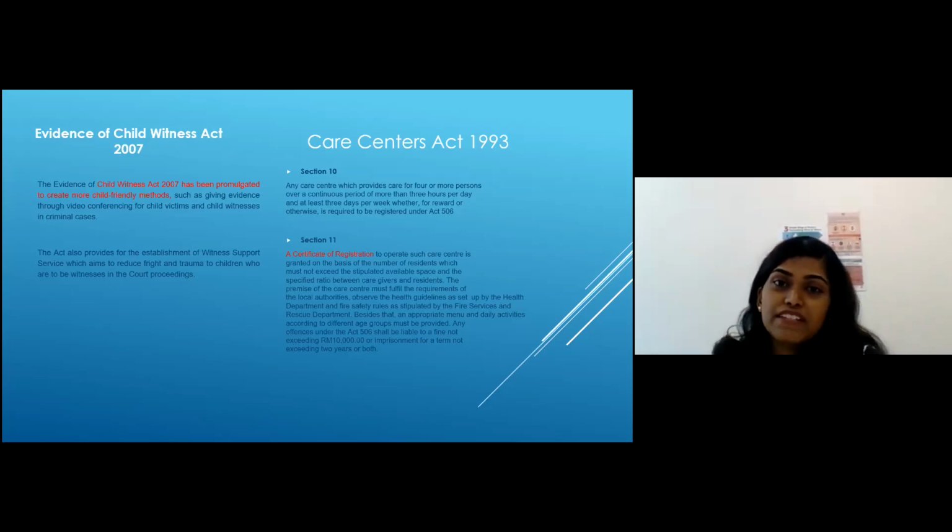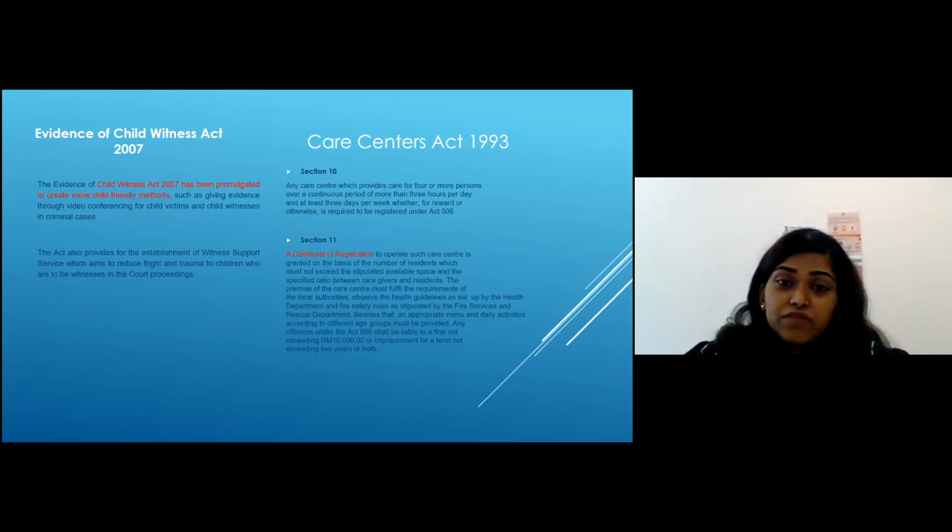And we also have this Care Centres Act. In this Care Centres Act, we have Section 10. This Section 10 is where any care center which provides care for 4 or more persons over a continuous period of time, not more than 3 hours per day, or at least 3 days per week, whether for reward or otherwise, is required to be registered under Act 506.